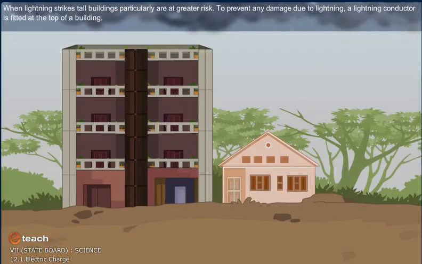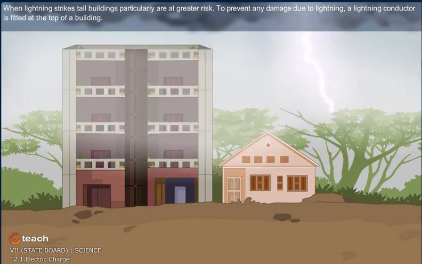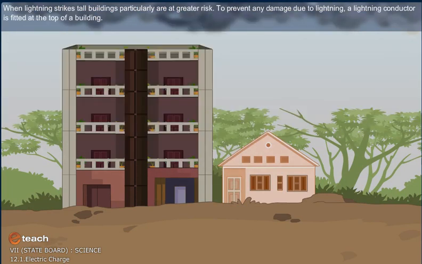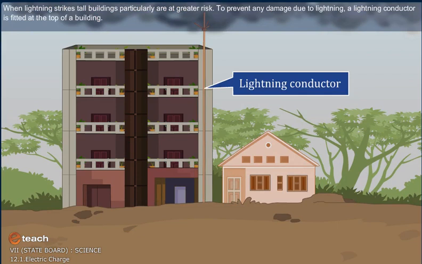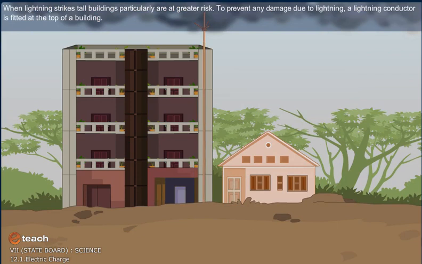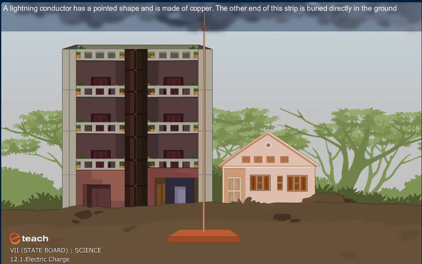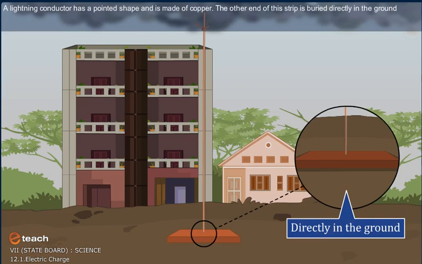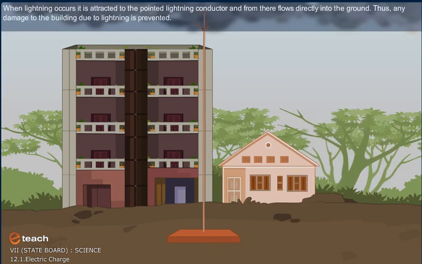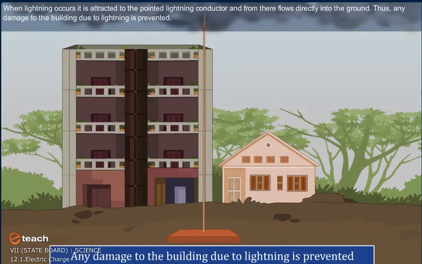When lightning strikes, tall buildings particularly are at greater risk. To prevent any damage due to lightning, a lightning conductor is fitted at the top of each building. A lightning conductor has a pointed shape and is made of copper. The other end of this strip is buried directly in the ground. When lightning occurs, it is attracted to the pointed lightning conductor and from there flows directly into the ground. Thus, any damage to the building due to lightning is prevented.